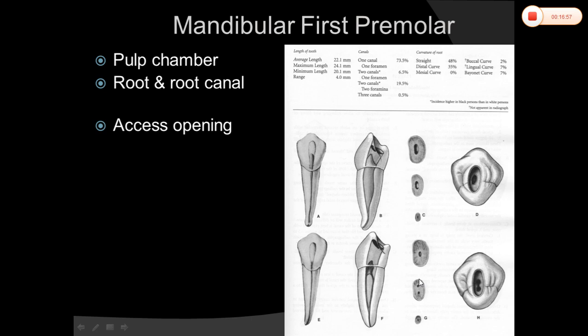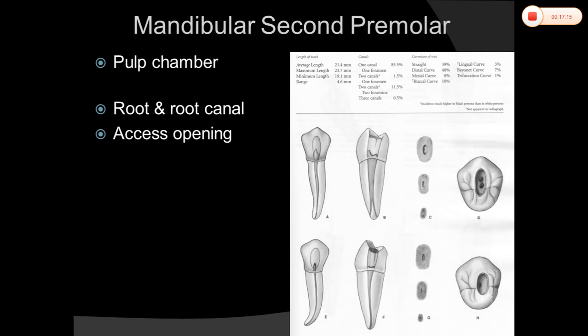The buccal canal is easy to access because it's straight along the tooth, but the lingual canal is very difficult to access because there is a lingual inclination of the crown. Sometimes you can see three roots with three canals. Coming to the mandibular second premolar, it is similar to the first premolar, but with variations of two canals, three canals and four canals, and it's very difficult to get access to these canals because of the presence of a lingually tipped crown in the second premolar.